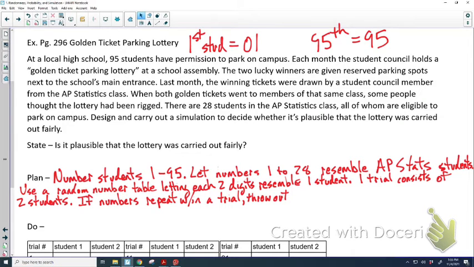Let's write pick next. I feel like I said it better in third period. If numbers 96 to 00, so that's talking about 96, 97, 98, 99, and 00, then ignore, maybe I should have used that word a second ago instead of throw out, then ignore and pick next.